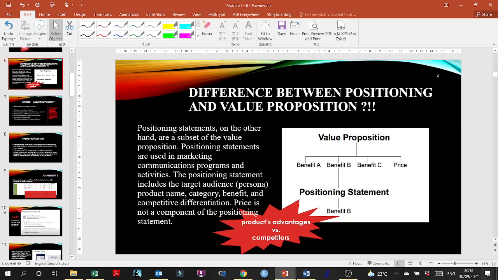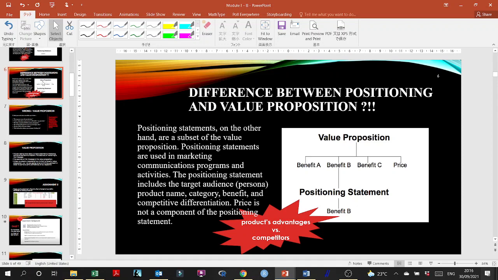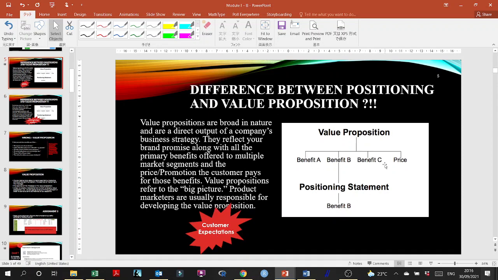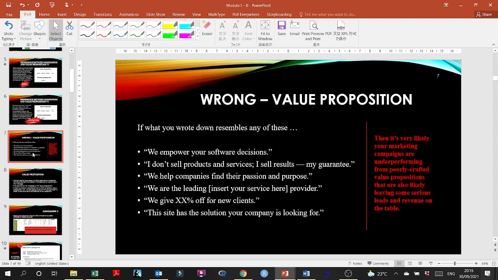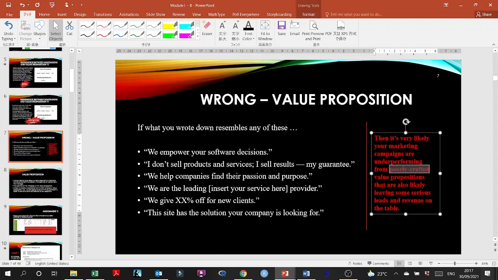All right. So the product advantage versus competitors is the positioning statement, while over here we're talking about the customer expectations and communicating with customers when you're talking about value proposition. These are examples of wrong value propositions. It's very likely your marketing campaigns are underperforming because of poorly crafted value propositions. So you did the data analytics, you uncovered different segments, and then you have a poorly crafted value proposition statement, then your marketing campaign will underperform.